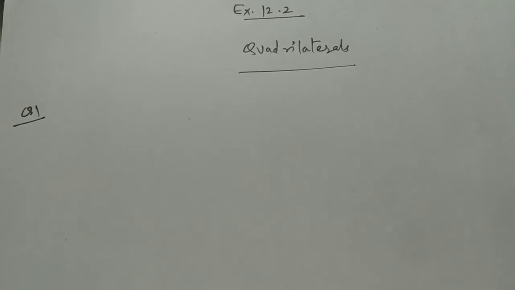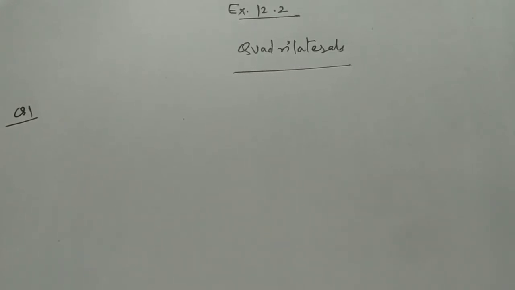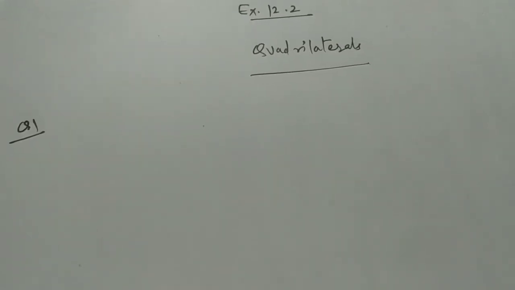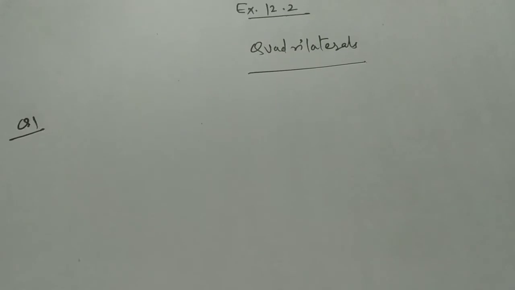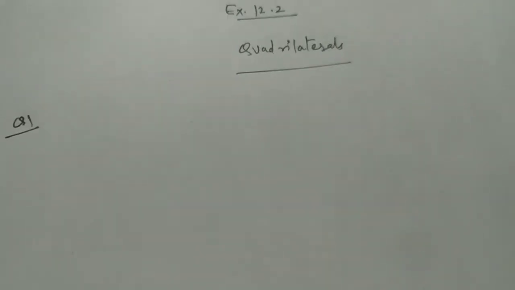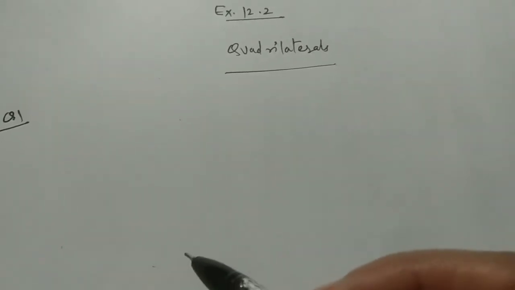So not to waste further time, let's start with exercise 12.2, question number 1 to 10. Question number 1 of exercise 12.2 says, find the angles of a quadrilateral whose all angles are equal.